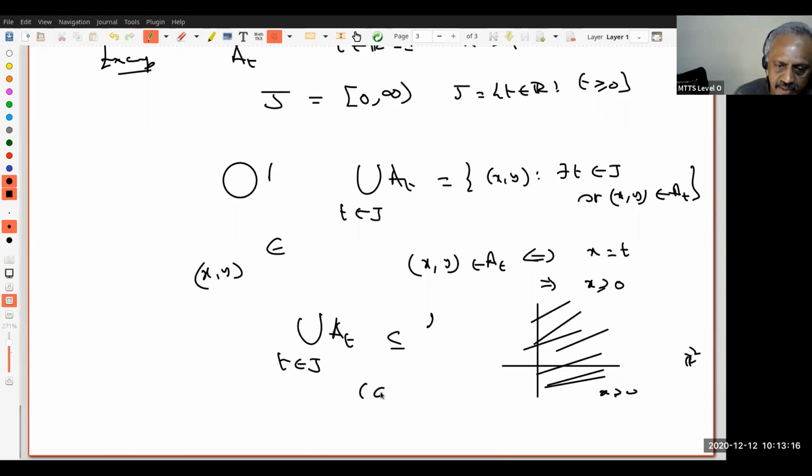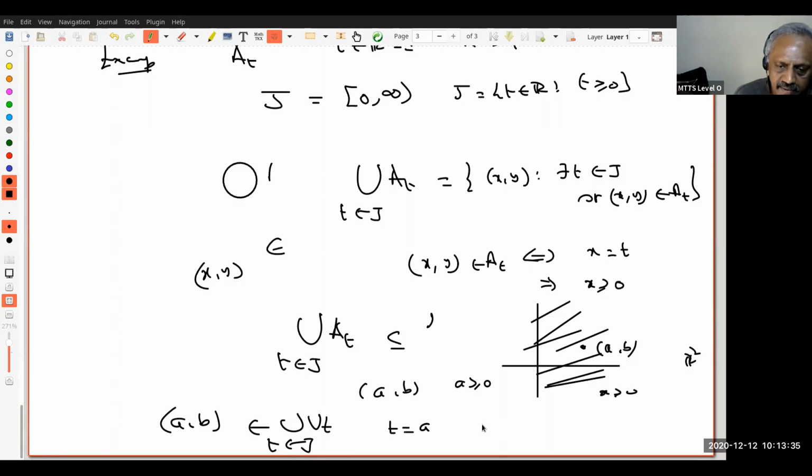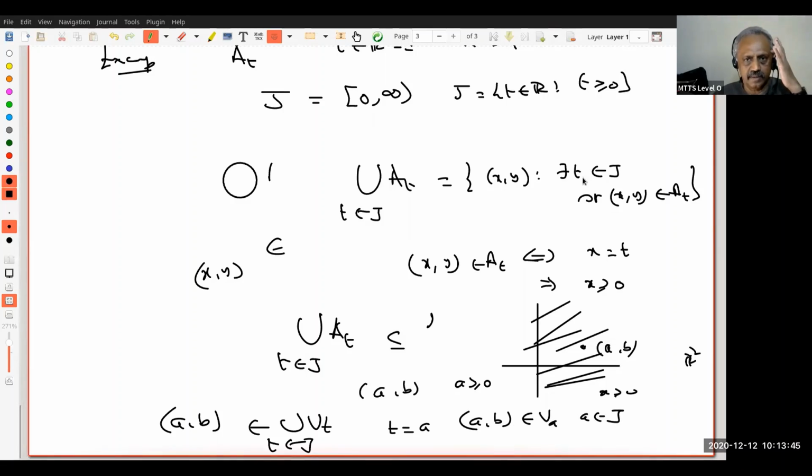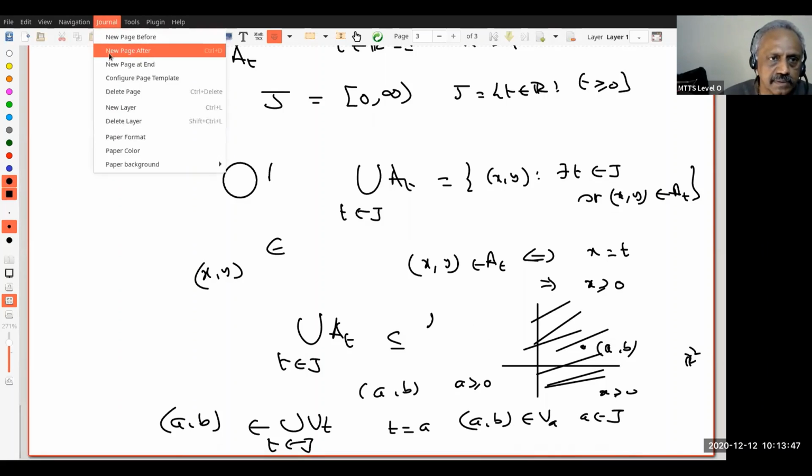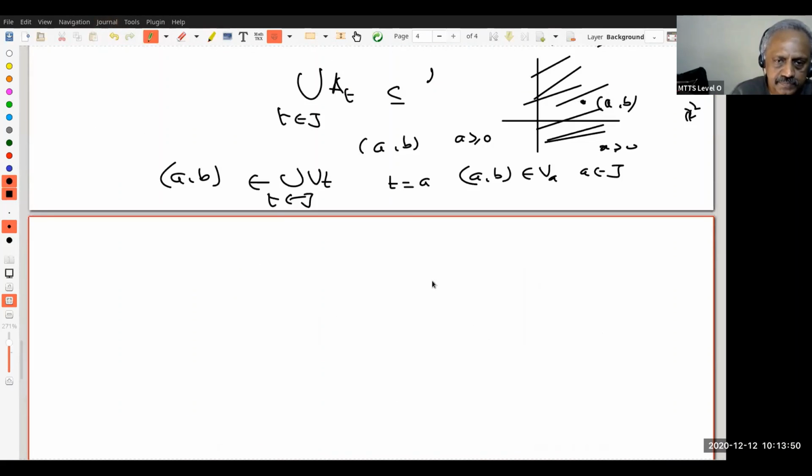So you start with the point (a, b) here with a greater than or equal to 0. Then I want to say (a, b) belongs to the union of A_t, t in J. What t do I have to choose? Choose t equal to a. Then (a, b) belongs to A_a. And this a belongs to J because a is greater than or equal to 0. It is here. Okay. Please go through, pause, review, proceed.